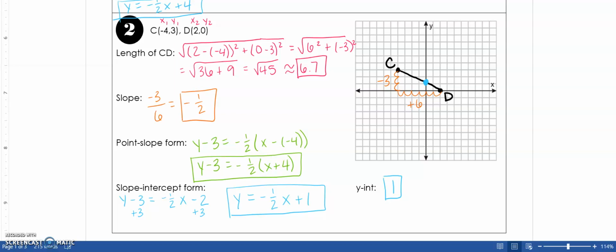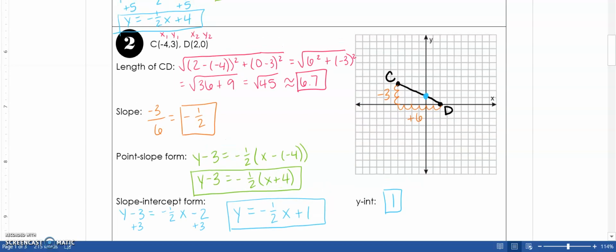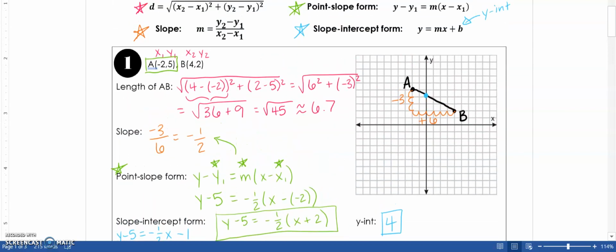And to get y alone, you want to add 3 to both sides. So in the end, you should be getting -1/2 x plus 1 is equal to y. And then because of this, our y-intercept is 1. And I wanted to show you on the graph that even if you were unsure, you could double check with your graph, and you can see that the y-intercept is at a +1. And if we go back to the previous one, it also ends up being at a +4.